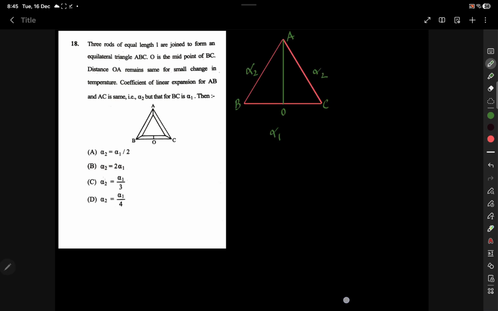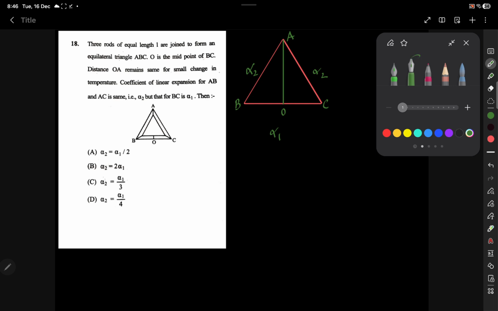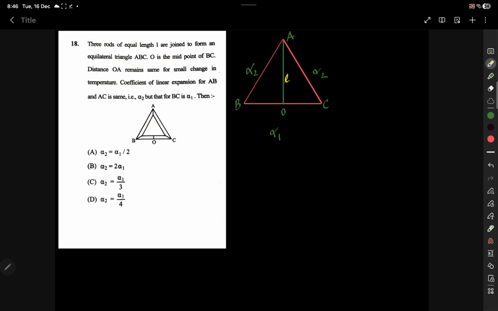There are three rods of equal length L, joined to form an equilateral triangle. The coefficient of linear expansion of AB and AC is given, this is alpha 2. For BC it is alpha 1. And you can assume that this length is L.